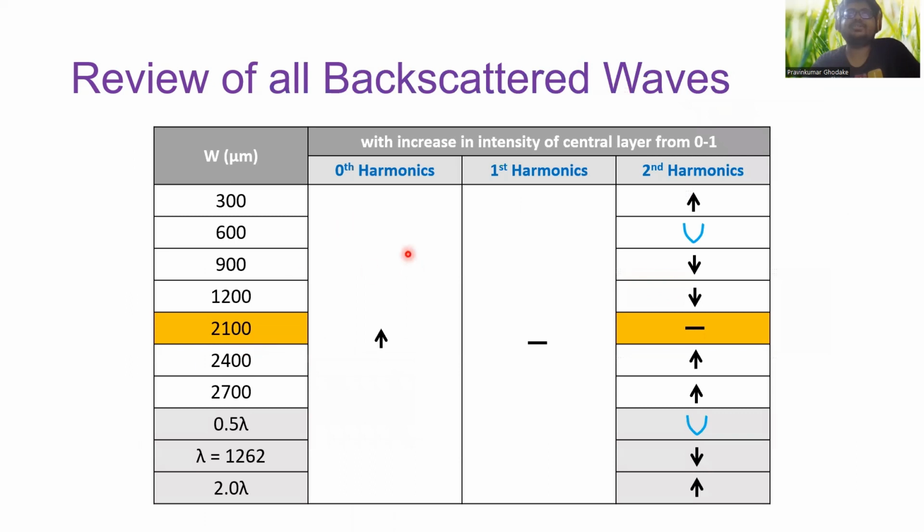So in conclusion, in the review of all backscattered waves, the complete variation of the amplitudes as the intensity of the center layer varies is seen here. At 600, it decreases, then increases. At around 1200, it decreases, and as we had seen at 2100, there isn't a second harmonic present at all for backscattered waves. And we are once again saying that, as demonstrated by the harmonic scattering study, it is sensitive to the wavelengths also, their intensities, and how their amplitudes are.